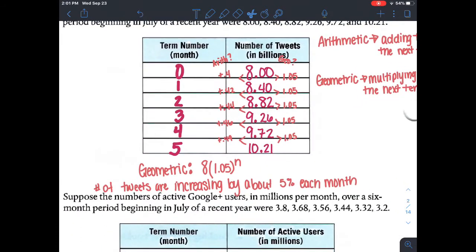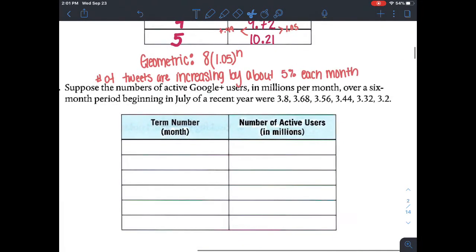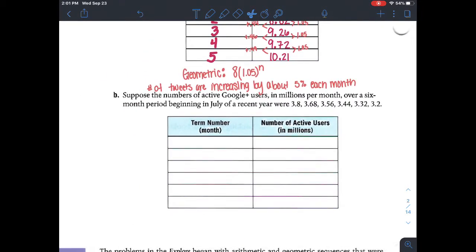So we're explaining this. The number of tweets are increasing by about 5% each month. Now, suppose the number of active Google Plus users in millions per month over a 6-month period beginning in July of a recent year were, and there's the numbers. I'm not actually going to read them. So again, we'll start with the 0th month, the initial month, July, August, September, October, November, December. Okay, just like I did before.